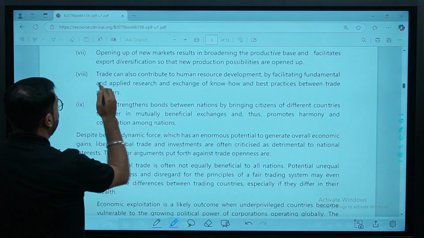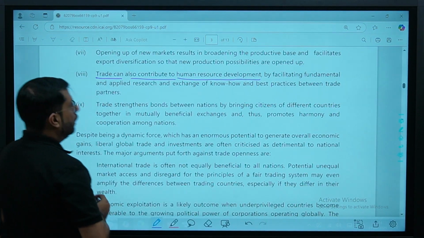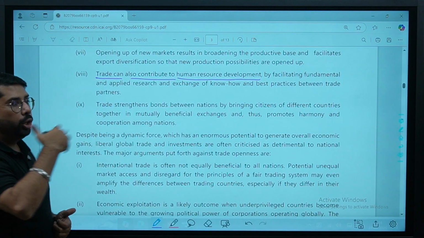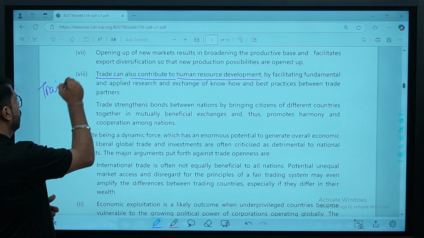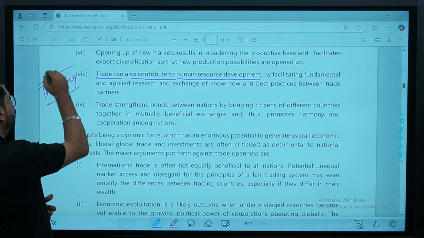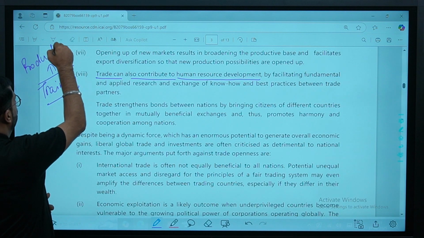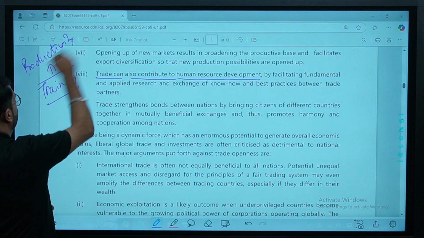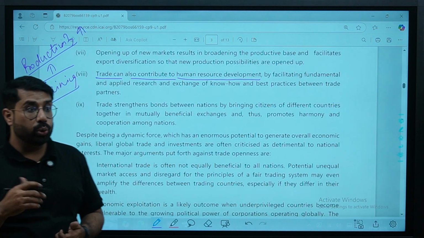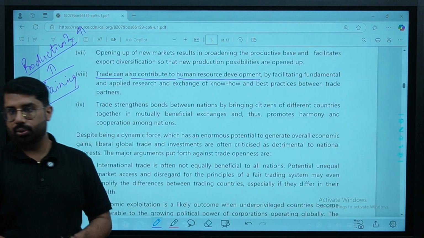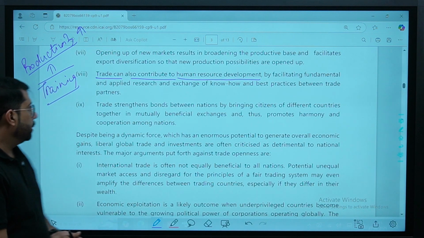Eighth point says trade can also contribute to human resources development. It means when you get to know the new ways of working, you give good training facilities to your employees, which in return will increase their productivity. Their productivity will increase and they will be able to produce more with less input. They will be trained in a good manner, right?